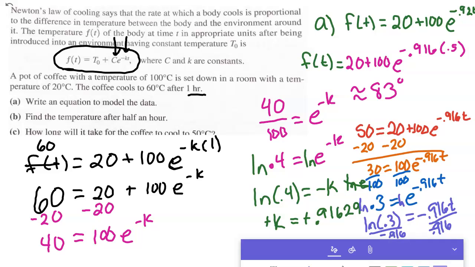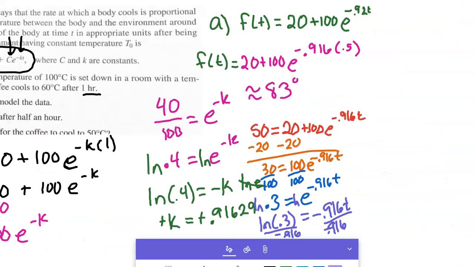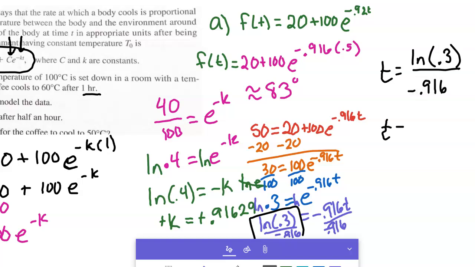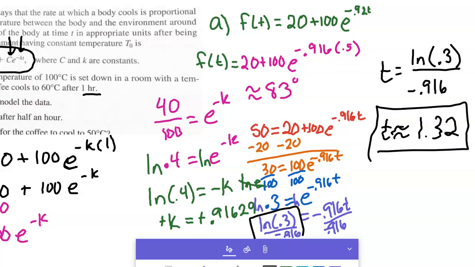Just move it over to get myself a little bit more room. And so what we do is, I mean, that's it. You just type this in. So our answer for time t is approximately the natural log of 0.3 divided by negative 0.916, approximately. So time is 1.32 hours. And there you have it.